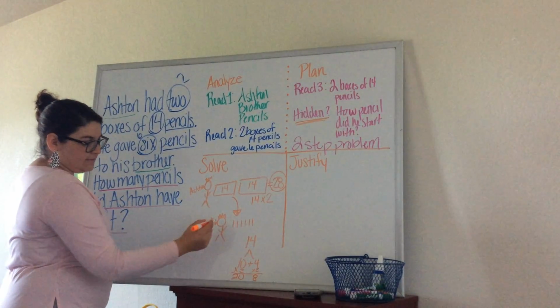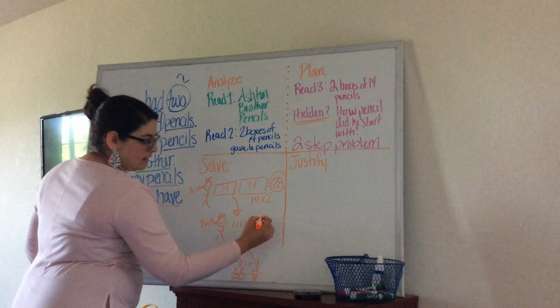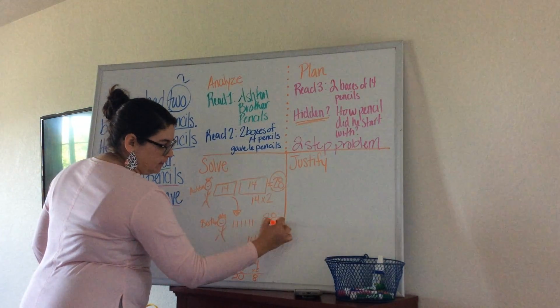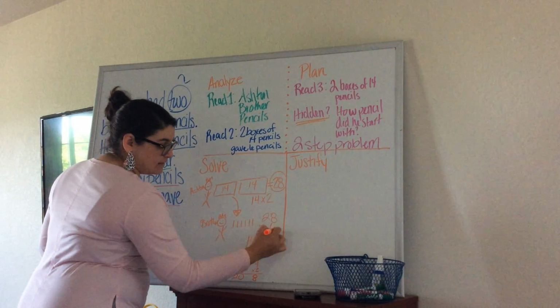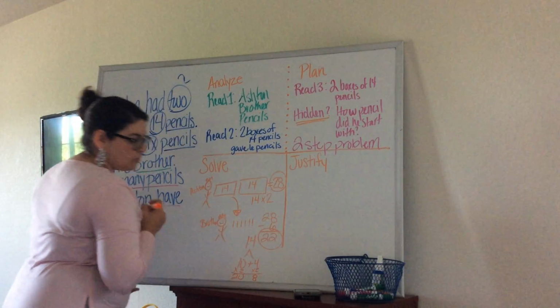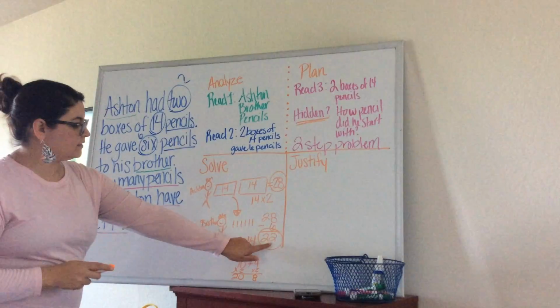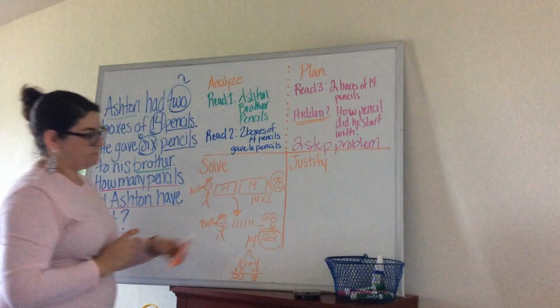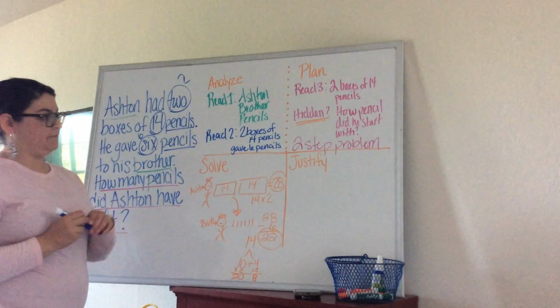But then he gave some to his brother, right? So my next step is going to be 28 minus 6. If he gave them to his brother, that means he no longer has them. So how many pencils did he have left? He has 22 pencils. Our last part of our problem-solving model is to justify.